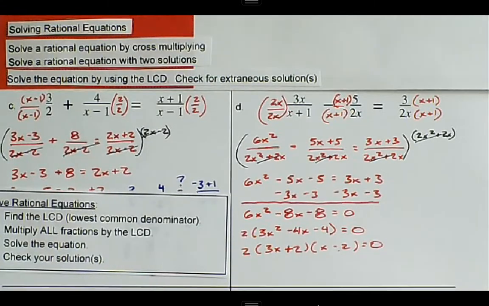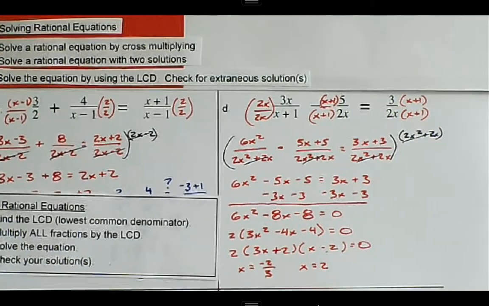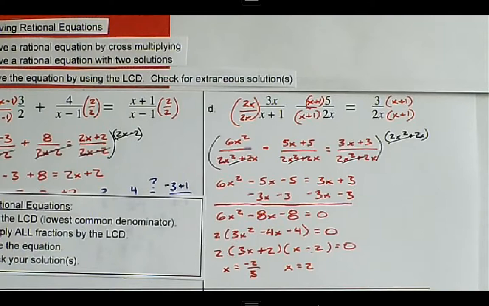So we get two possible solutions. This part right here gets us a possible solution of x equals negative 2 over 3. And this factor ends up being x equals 2. And so we have to check each one of those to make sure that they are going to work. And get a little more room. And so the first one we're going to check is the negative 2/3.